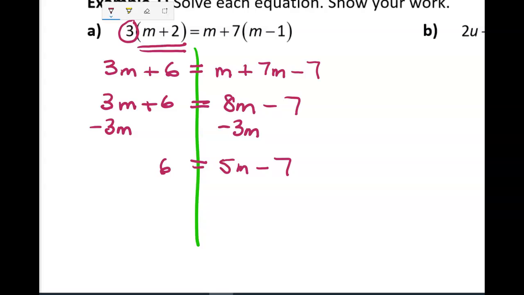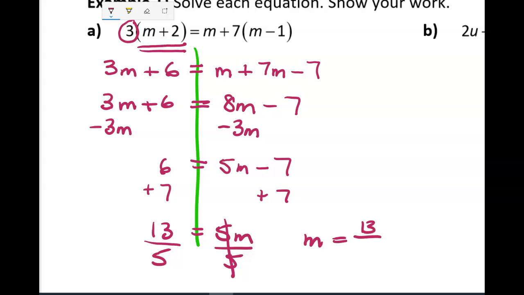Now let's take care of our numerical values. We want to isolate the m, so we want to undo that minus 7 on both sides by adding 7. 6 and 7 add up to 13, so 13 equals 5m. Now we're going to divide both sides by 5. That'll cancel our multiplication and division, and we get m is equal to 13/5. Remember, you can leave that in improper fraction form.